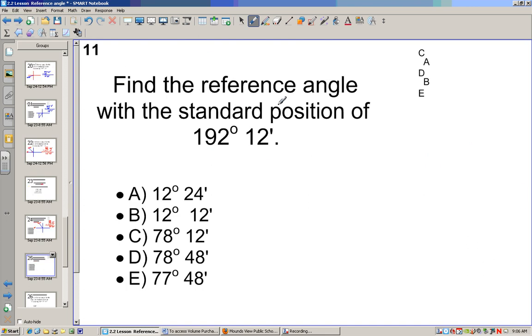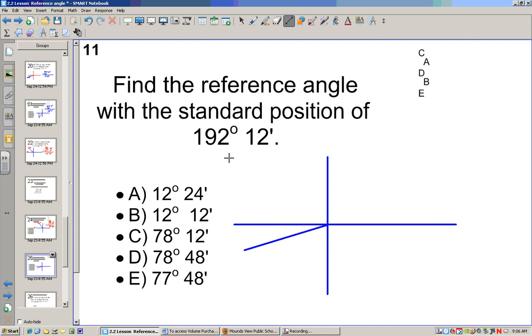Find the reference angle for the angle with standard position of 192.12. So 192.12 is going to be past 180. So I can just take that minus 180. So this is one of the easier problems, to get 12 degrees, 12 minutes.